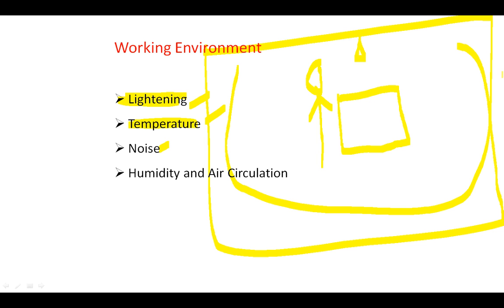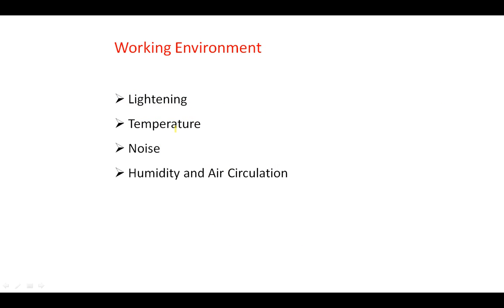If light in the surrounding is more, then the user will get distracted towards the surrounding. So to avoid this, the proper lighting needs to be designed. This is just one example I am giving you. Now consider the temperature.